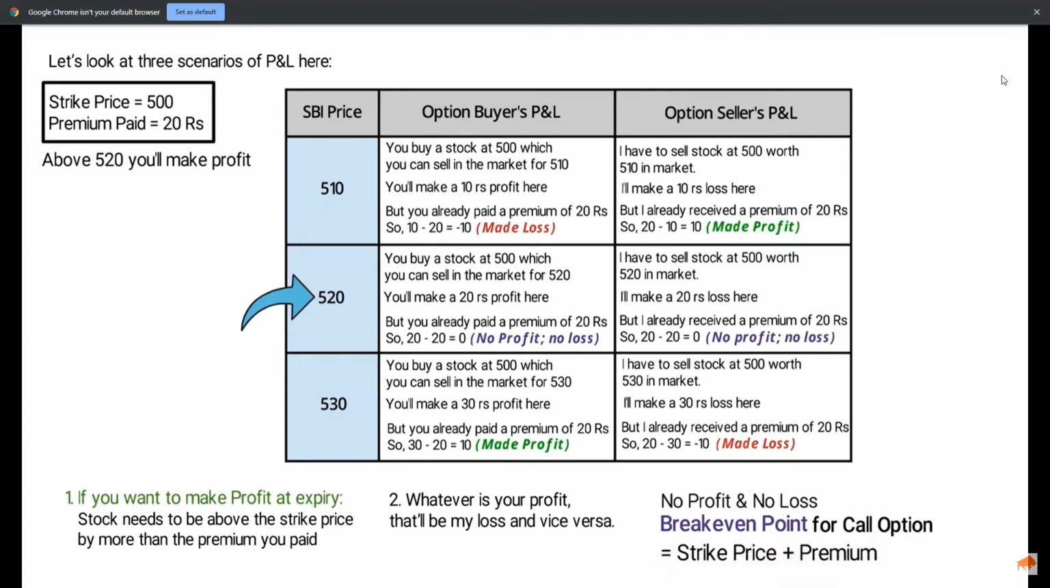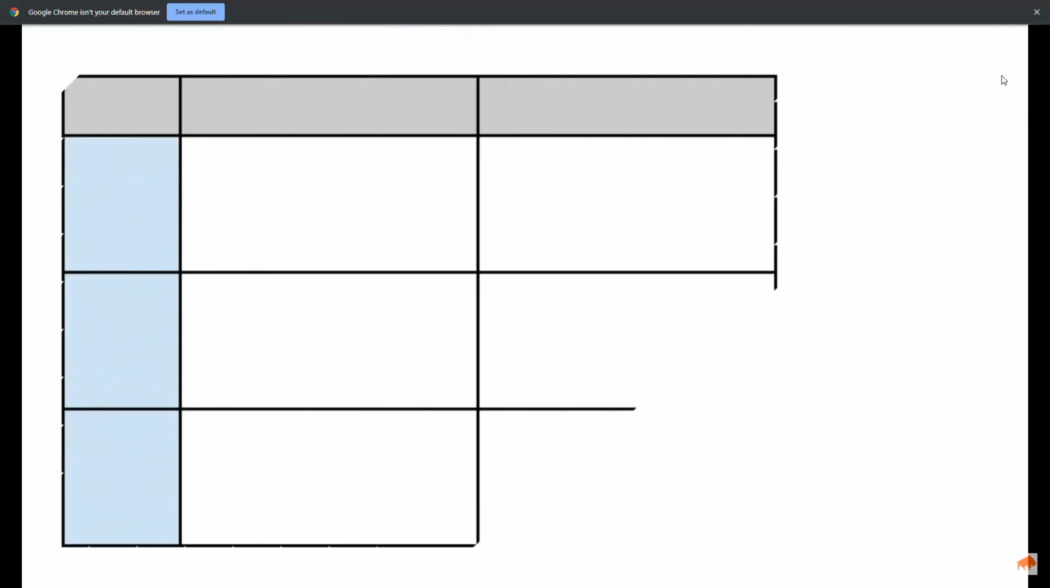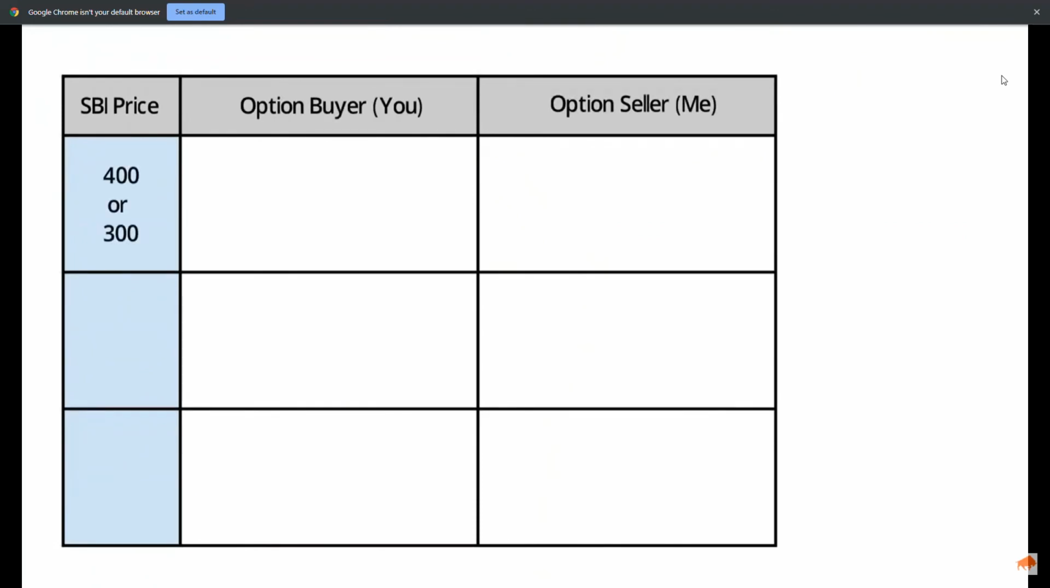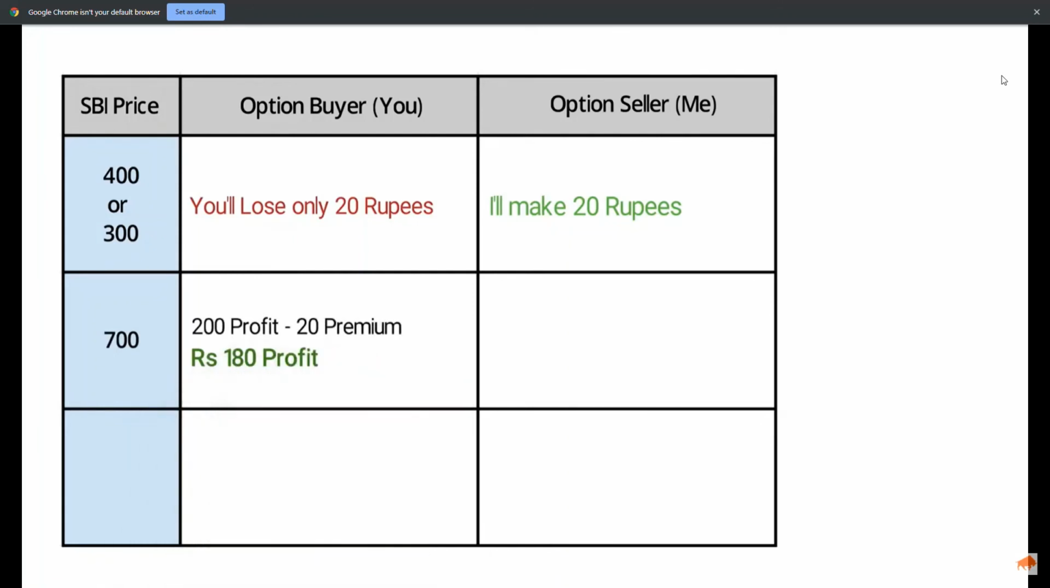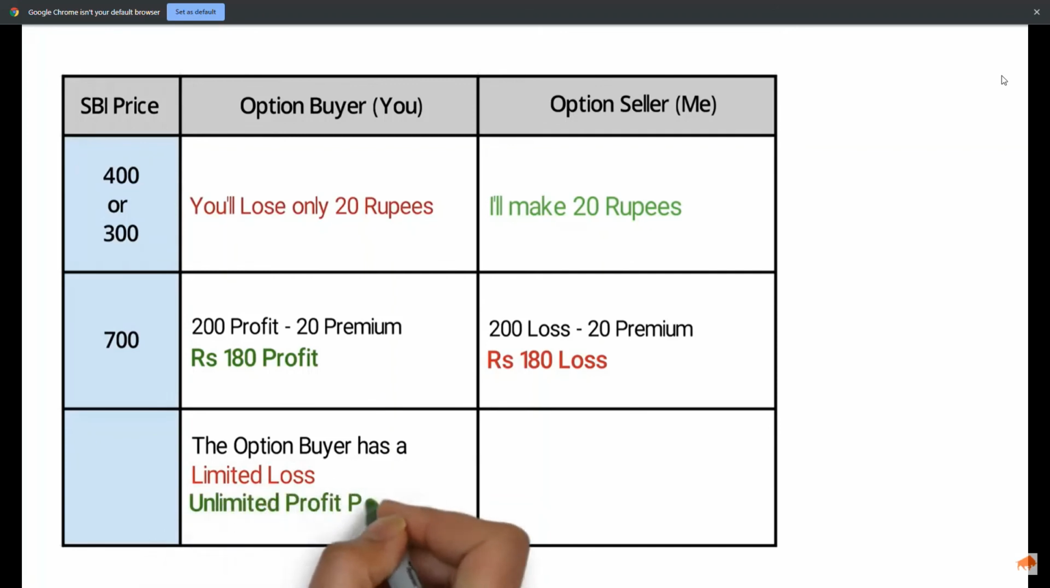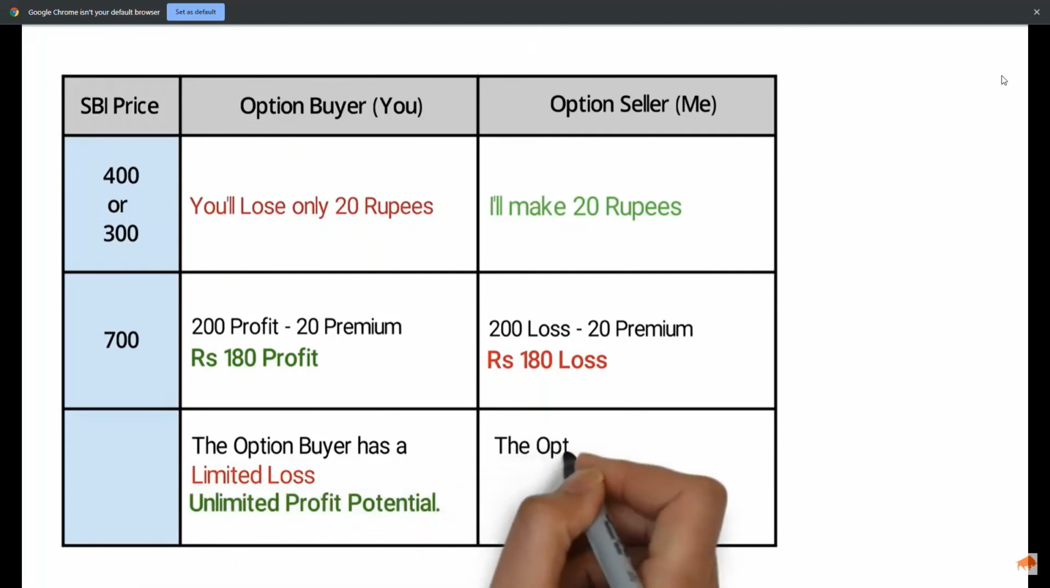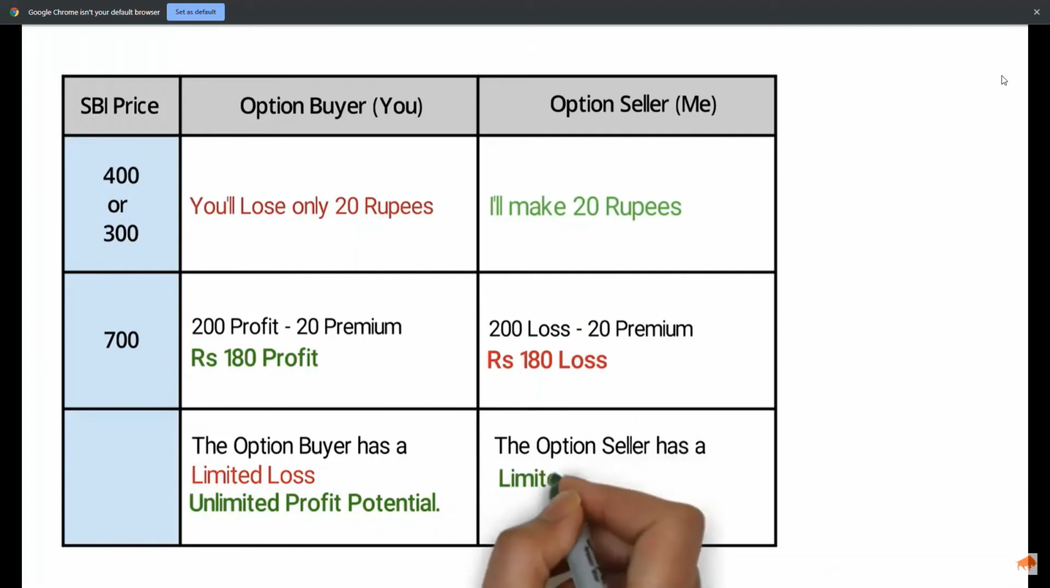Now let's increase the horizon of our imagination. Assume if a stock tanks to, let's say, 400 or 300 rupees, you will be losing only 20 rupees and I'll be gaining only 20 bucks. But if the stock zooms to, let's say, 700 rupees, then your gain will be 180 rupees and my loss will be 180 rupees. This brings us to the conclusion that the option buyer has a limited loss and unlimited profit potential, and the option seller has a limited profit and unlimited loss risk.